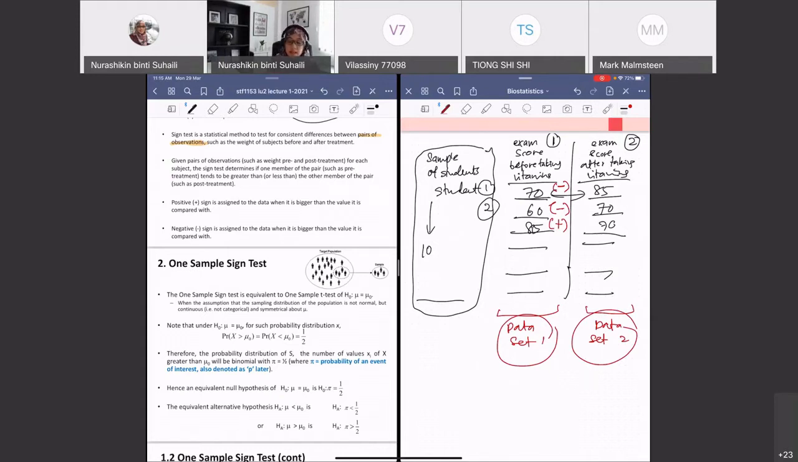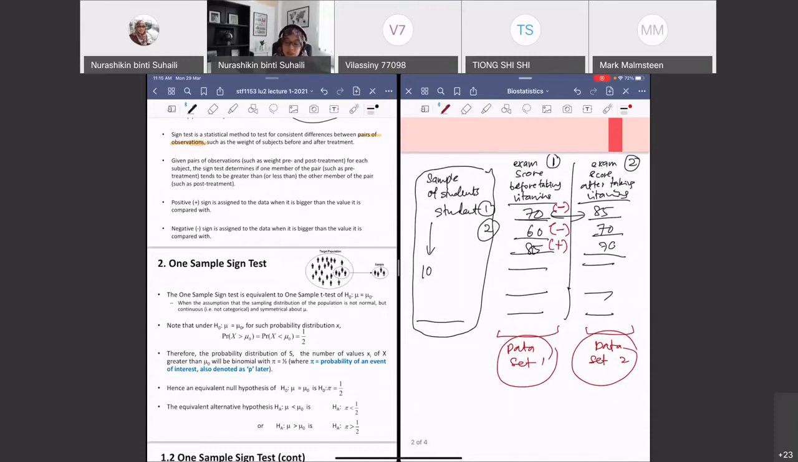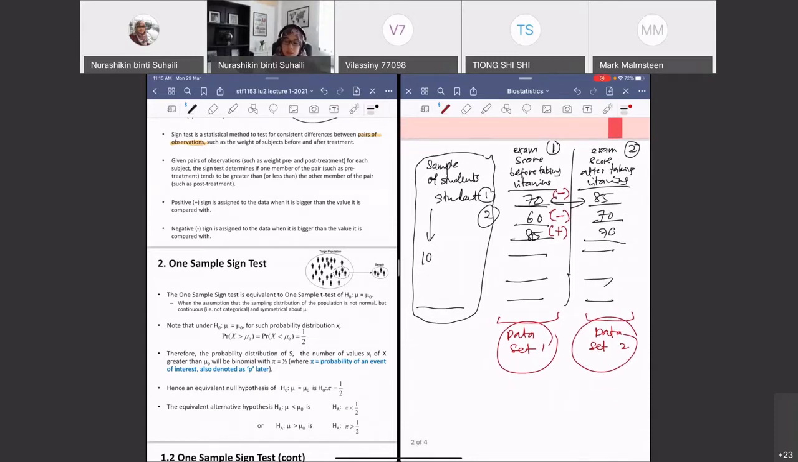Or if we want to focus on this situation, we want to say whether the vitamin gives an impact or not on the exam performance of the students, right? So that is actually the ultimate aim. It's not just about comparing the data, but we relate to the subject matter, to the point of the situation. In this case, the effect of vitamins on the exam performance of the students. Okay, got it?